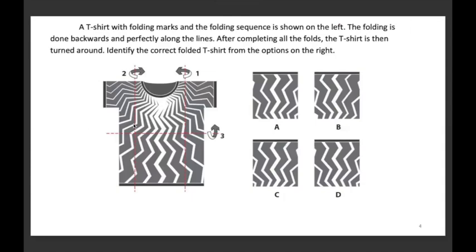A shirt with folded marks and the folding sequence is shown in the image. The folding is done backwards and perfectly along the lines. After completing all the folds, the t-shirt is then turned around. Identify the correct folded t-shirt from the options on the right. Okay, we have to identify which is the correct folded t-shirt.